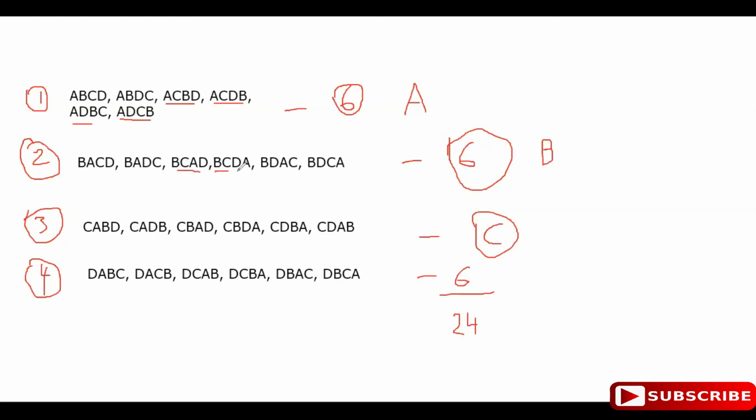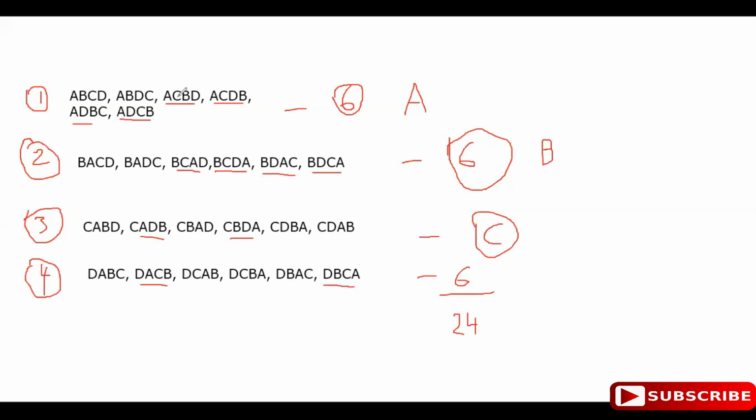Not together, not together, not together. AB together here, not together. AB is together here, not together, AB is together here, not together. AB is together here, not together.